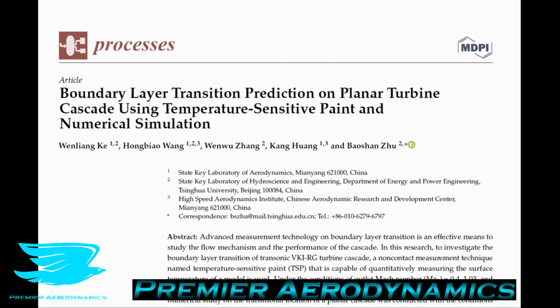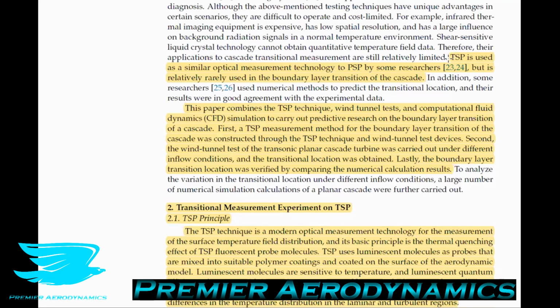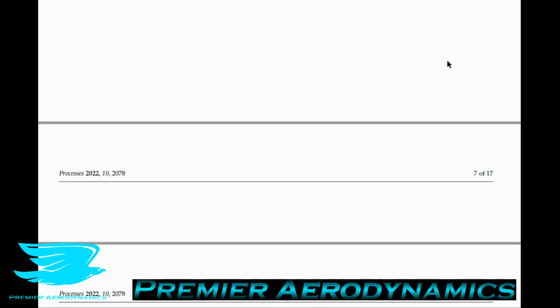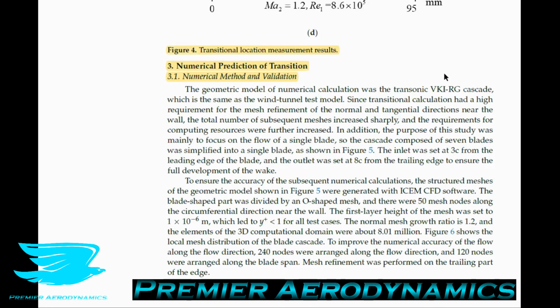So we're looking at this paper called Boundary Layer Transition Prediction on Planar Turbine Cascade using temperature-sensitive paint and numerical simulation. This is an open access paper which you can find in the link in the description, so you can access it yourself. You can also watch the video on YouTube and or Spotify instead of just listening to it.